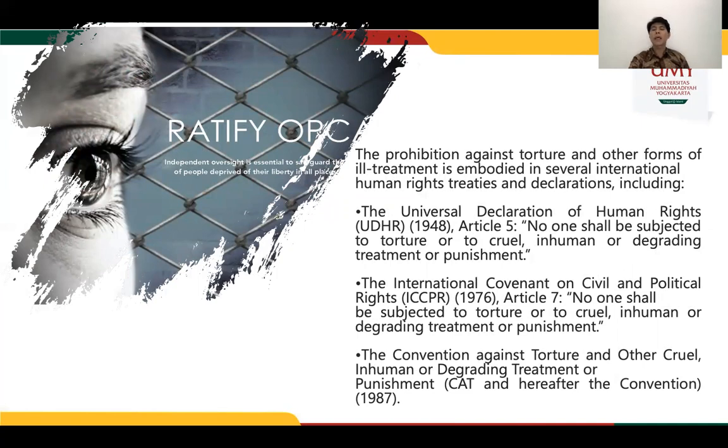The prohibition against torture and other forms of ill treatment is embodied in several international human rights treaties and declarations, including, first, the Universal Declaration of Human Rights, Article 5: No one shall be subjected to torture or to cruel, inhuman, or degrading treatment or punishment. ICCPR, Article 7: No one shall be subjected to torture or to cruel, inhuman, or degrading treatment or punishment. And the Convention Against Torture and Other Cruel, Inhuman, or Degrading Treatment or Punishment of 1987.